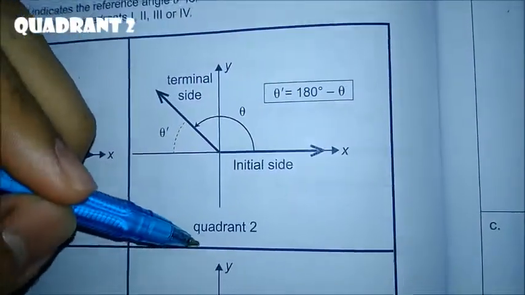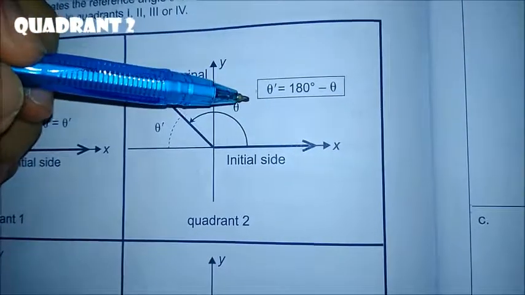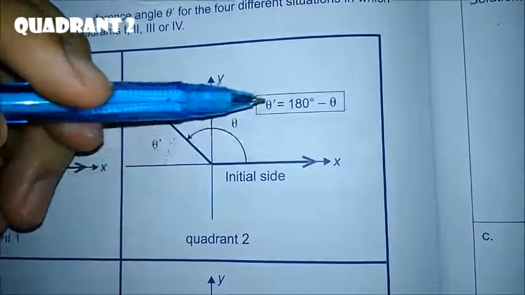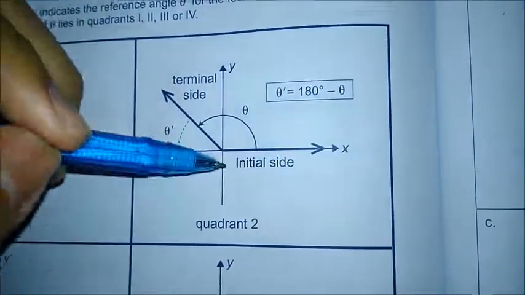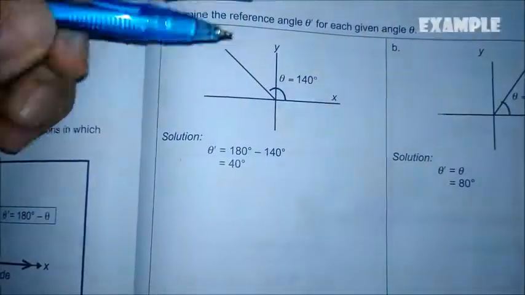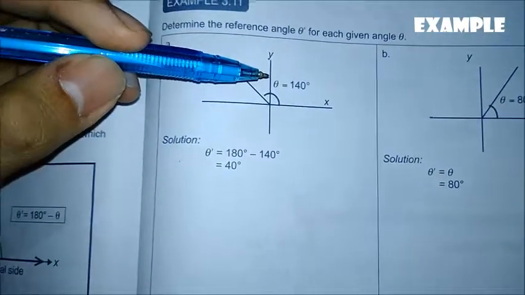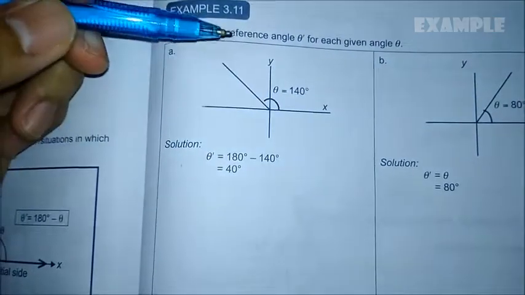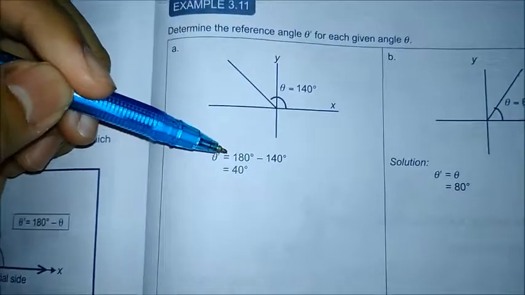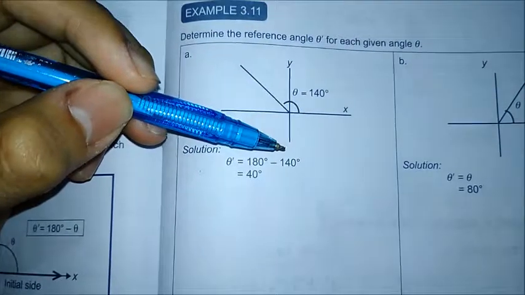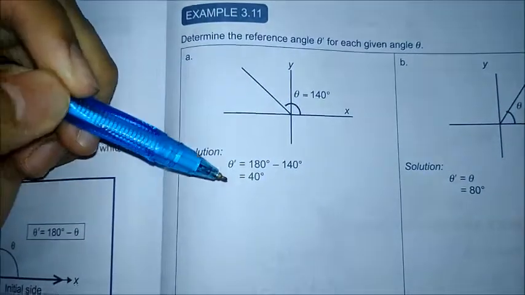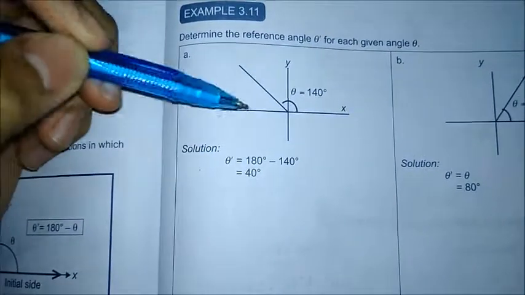As for quadrant 2, the formula to calculate the reference angle is 180 degrees minus the angle given. For example, the angle given is 140 degrees, so to calculate the reference angle, we need to subtract 140 degrees from 180 degrees, which will give us 40 degrees, which is the reference angle that you need to find.